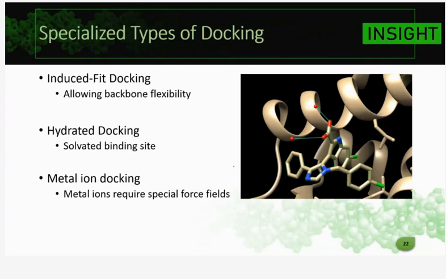Then the next type of docking is solvated docking or hydrated docking, which basically means that you are not just studying the interaction between the two molecules in vacuum, but you are also introducing water molecules to understand the solvation and dissolution potential of these molecules and understand the interactions in a much better manner. Then for metal ions, you have a specific type of docking, which we call metal ion docking, which requires you to parameterize your metals properly with specific force fields before you use these molecules for docking. So these are some of the types of docking which are available for you to perform.